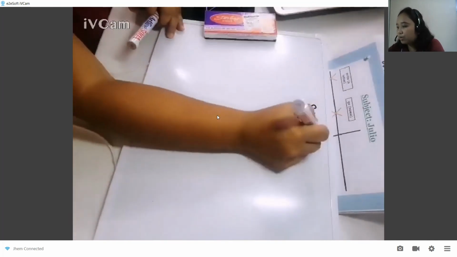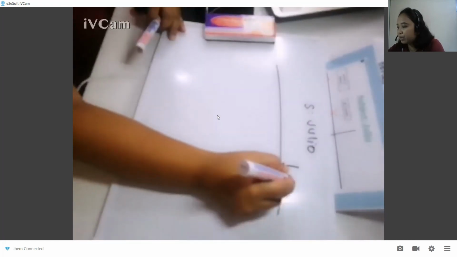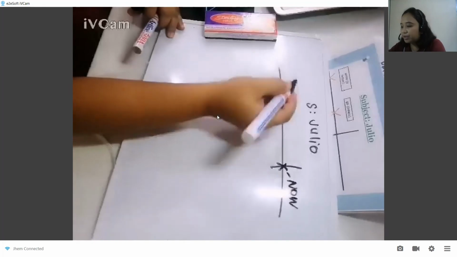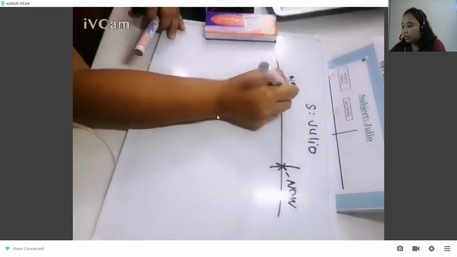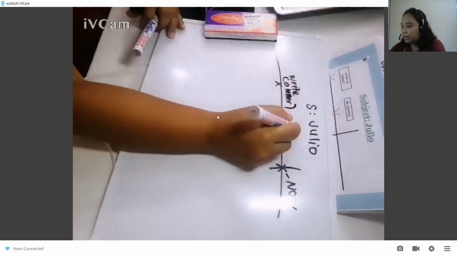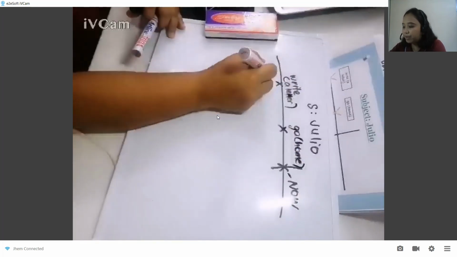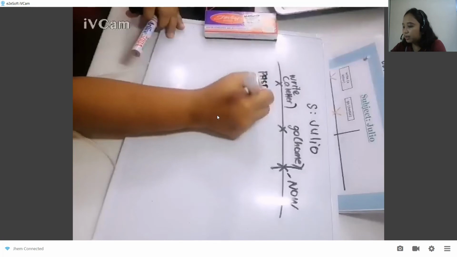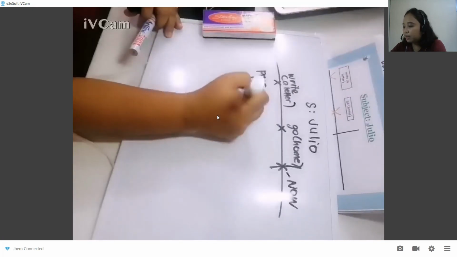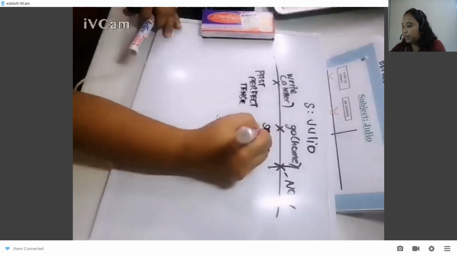So your subject is Julio. And in the timeline, if this refers to now, the first action was when Julio had written a letter. The next action is when he went home. The first action, remember, is in the past perfect tense, while the second action will be in the simple past.